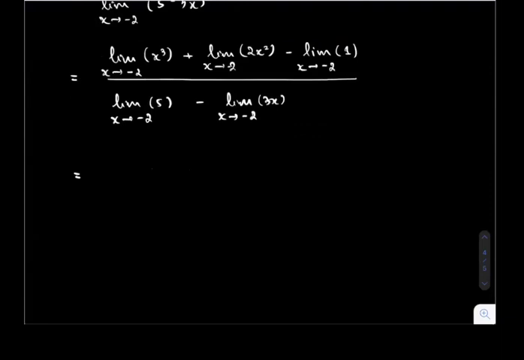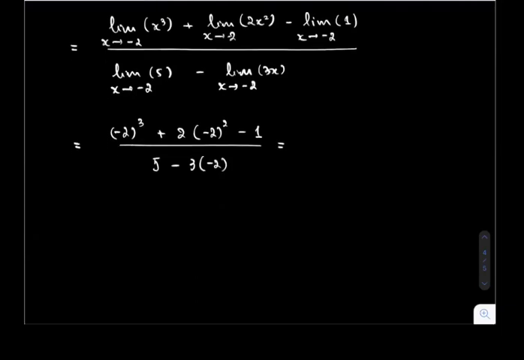And so on the numerator, the limit of x cubed as x goes to -2 is -2 cubed plus 2 times -2 squared minus 1, right? Limit of a constant is the constant itself, divided by limit of 5 as x goes to -2, one more time, limit of a constant is the constant itself. So you have 5 minus 3 times -2. So what do you get here? So -8 plus 8 minus 1, 5 plus 6, so -1 over 11.